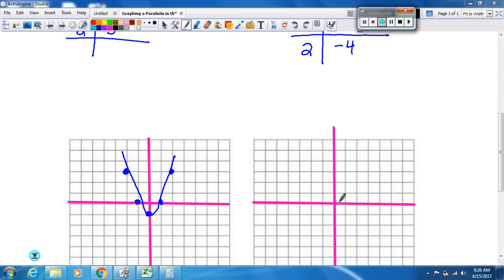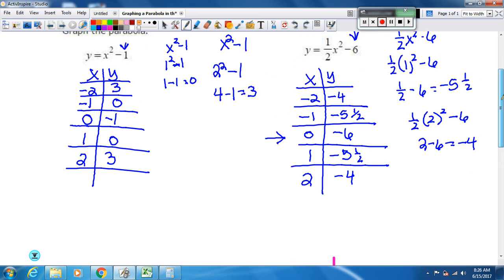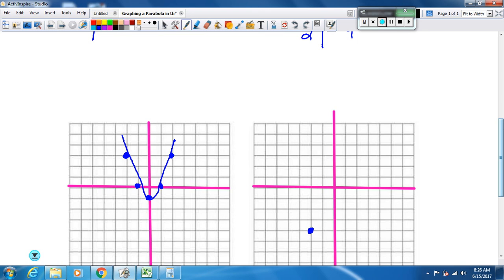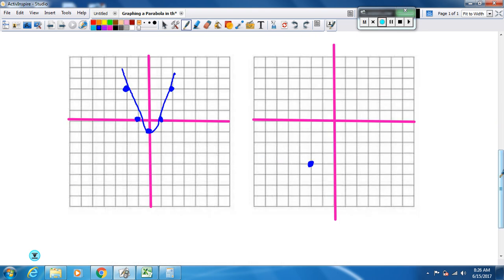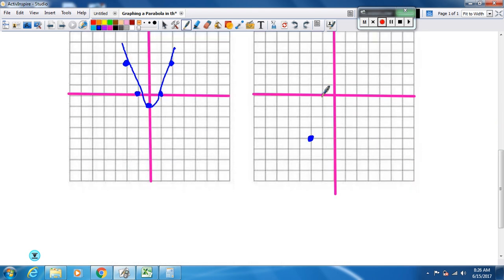The first point was -2, -4. 1, 2, 1, 2, 3, 4 right here. And then I had -1 and -5 1/2. 1, 2, 3, 4, 5 and a half is right here. And then I had 0 and -6, that's right here. So it's going to be a +1 and -5 1/2 and a +2 and a -4. Oops, sorry. Needed to go over one.